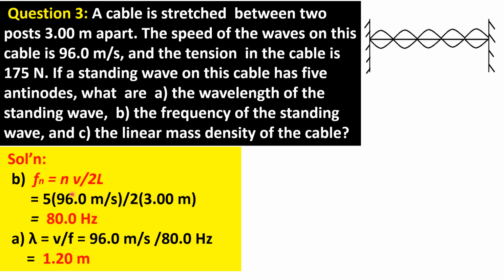So knowing that particular frequency of the standing wave, we can now determine the lambda or the wavelength. That's the question in letter A. That's just equal to V over F. All right. So 96.0 meters per second divided by the frequency 80.0 hertz, we get lambda or wavelength equals 1.20 meters.